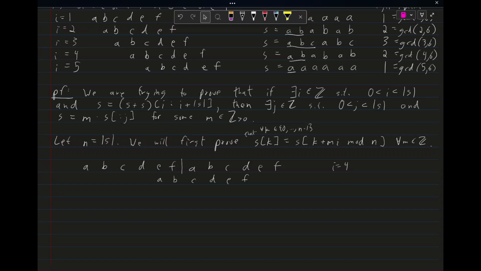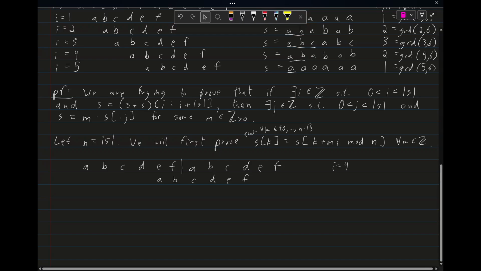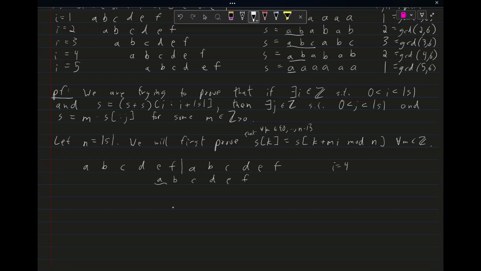And what we see here is that s is equal to s plus s starting at index 4. What that means is that a equals e, b equals f, and so on; all of these things are equal. So this chunk is equal to this chunk, and this chunk is equal to this chunk. But then we can move this over here, and we can move this over here.